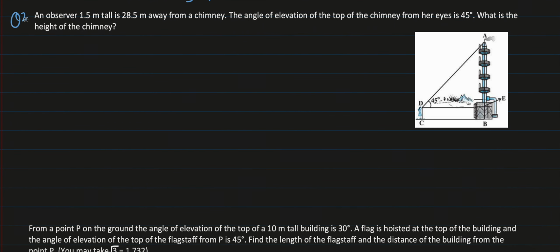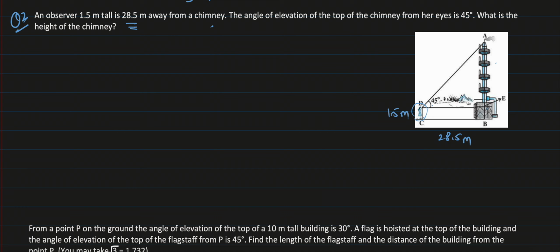Question number 2. An observer 1.5 meters tall. So this observer over this figure, it is given, she or he is 1.5 meters tall, is 28.5 meters away from a chimney. This is a chimney and this observer is 28.5 meters away from this chimney. The angle of elevation of the top of the chimney from her eye is 45 degrees. So this is line of sight and angle of elevation is 45 degrees. What is the height of the chimney?